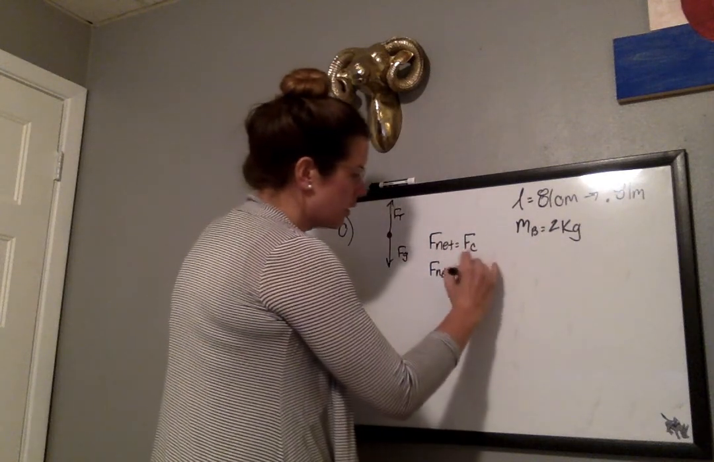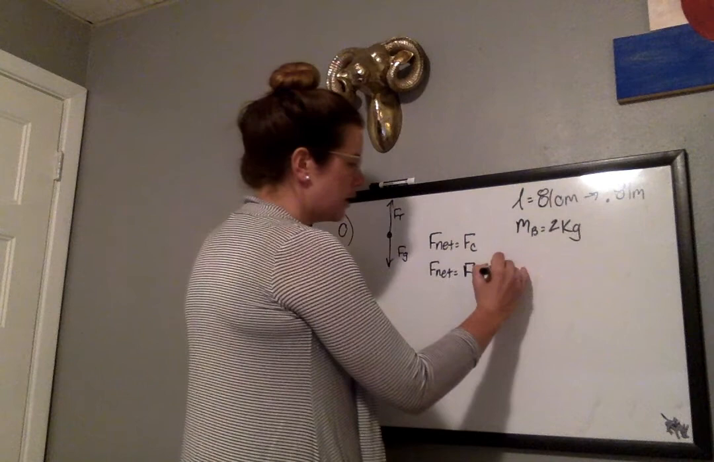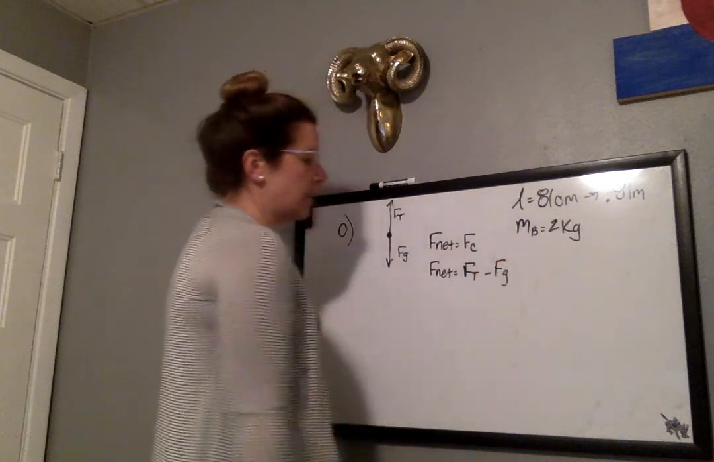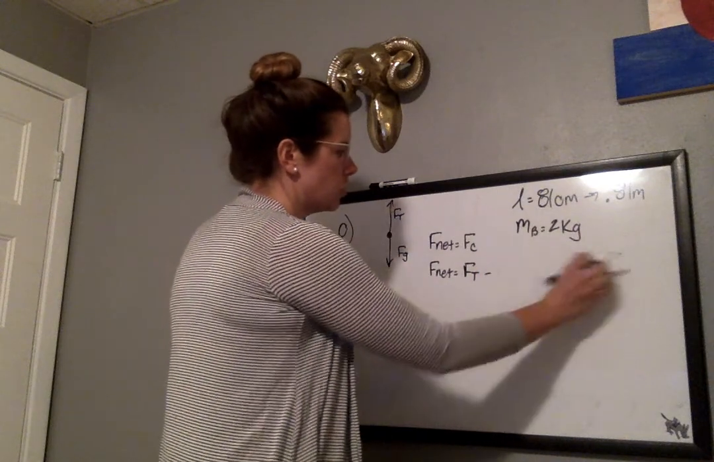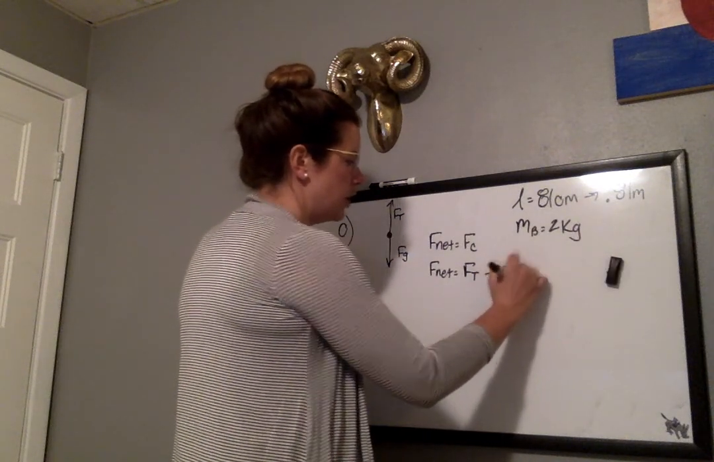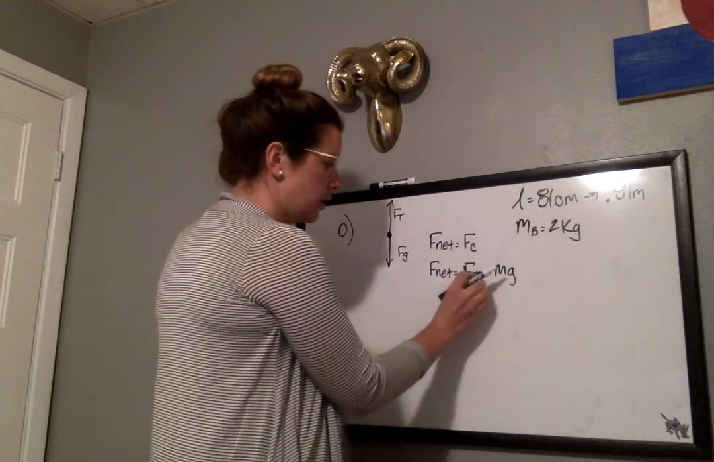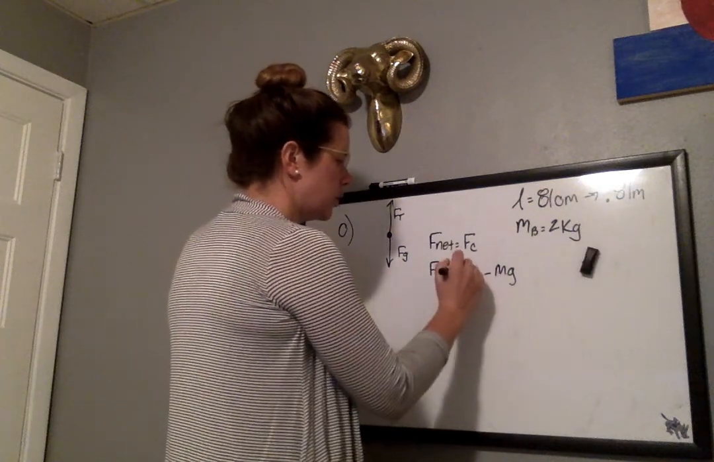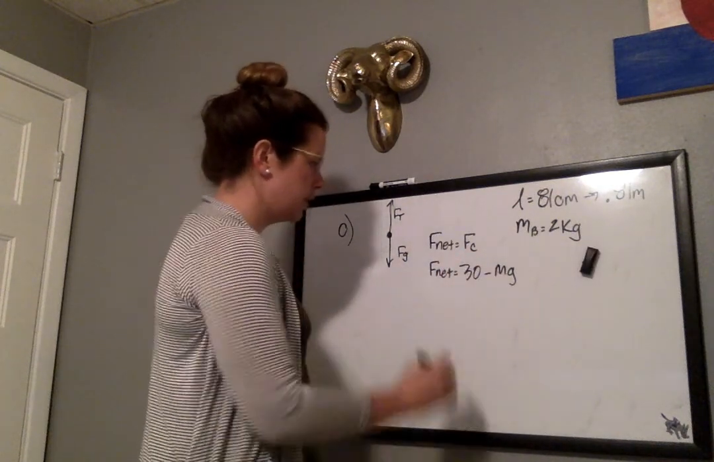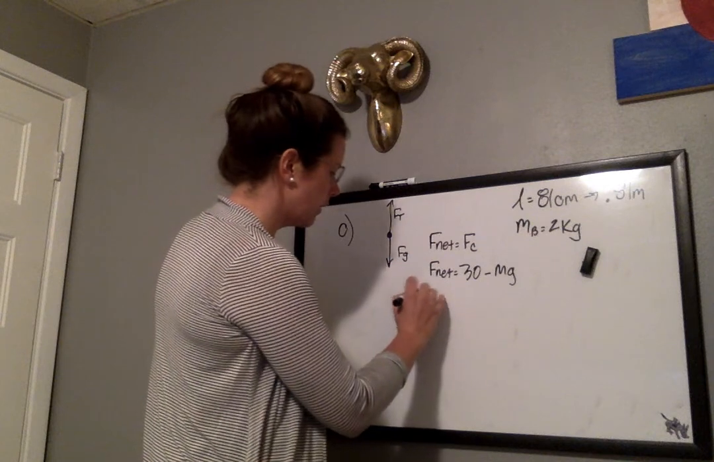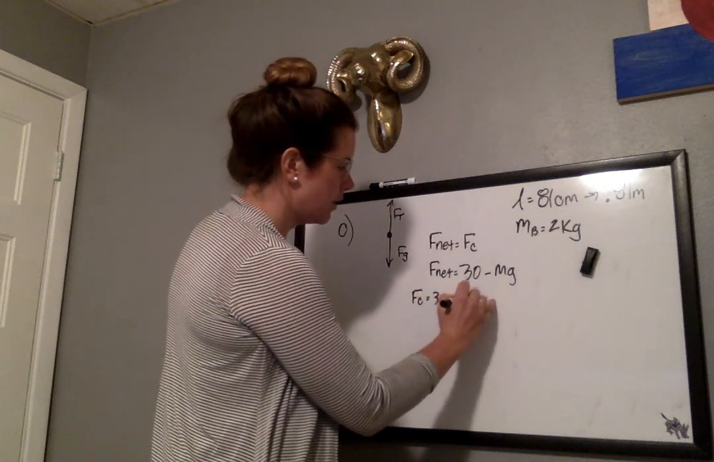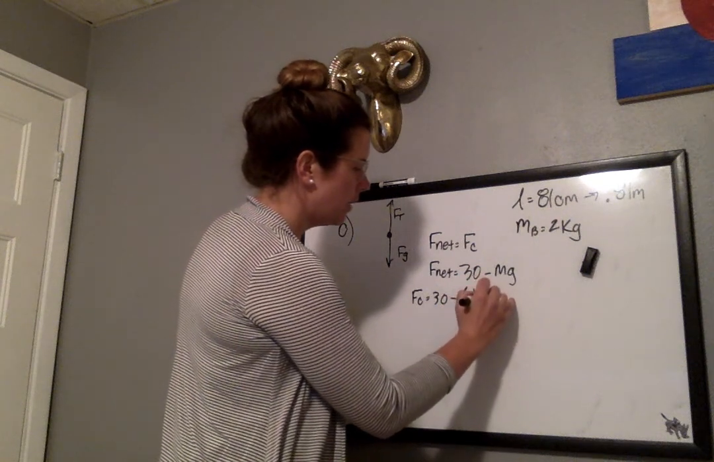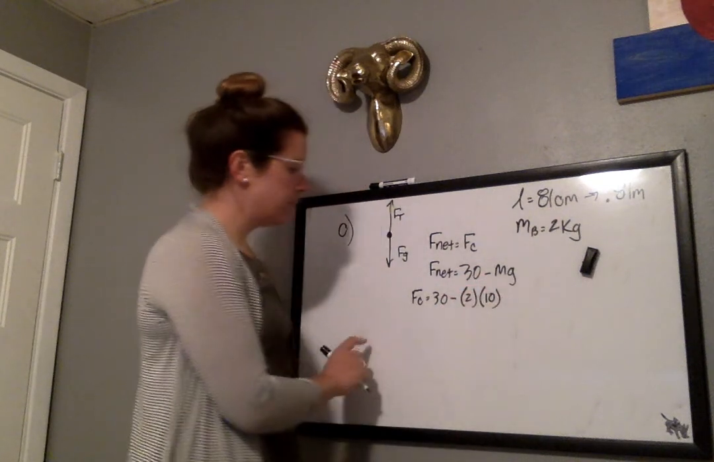Force of tension, let's call that positive. Force of gravity, this time they're going in opposite directions, so they need to have opposite signs. Force of gravity, we know mg. Force of tension, it told us in the problem, 30 newtons. Set these equal to each other. Now we have centripetal force, 30 minus the mass times gravity. Let's do 10 to be easy.